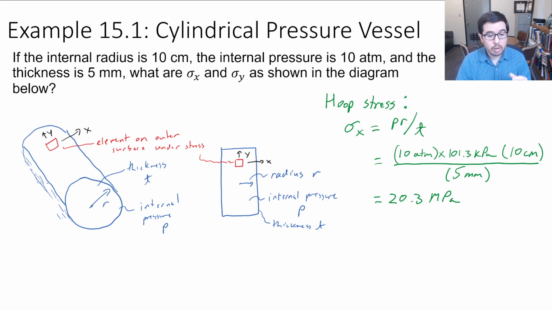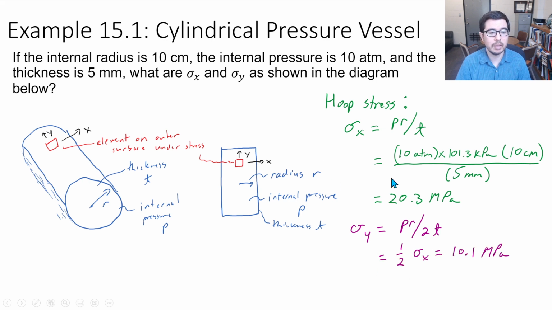For the stress in the y direction, we're asking for sigma y, that's going to be in the longitudinal direction. So that has the form of sigma y equals PR over 2t. We could redo the calculations, or we could just say that's going to be half of what we calculated for the hoop stress. And so that comes out to be approximately 10 megapascals.